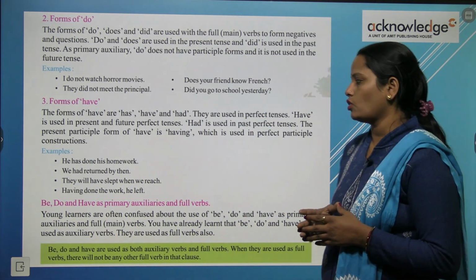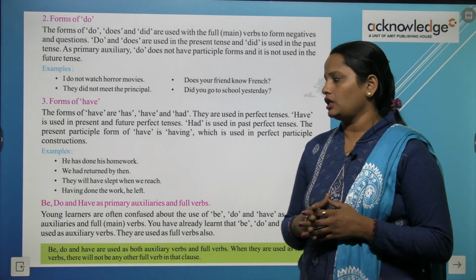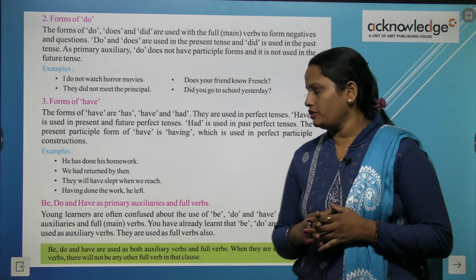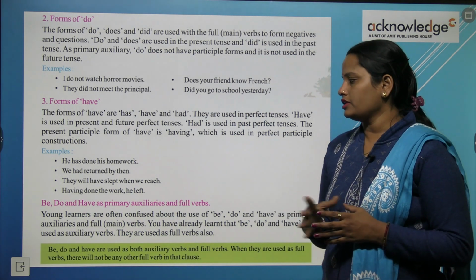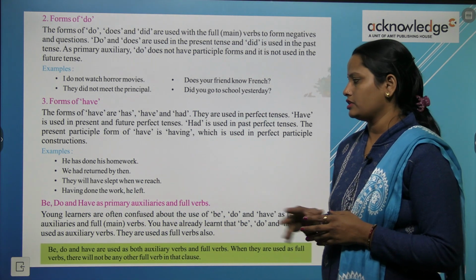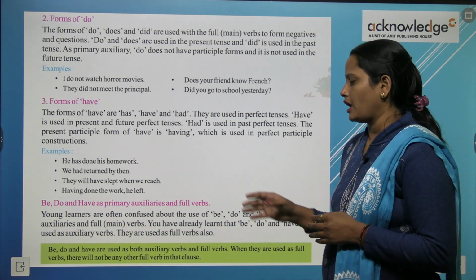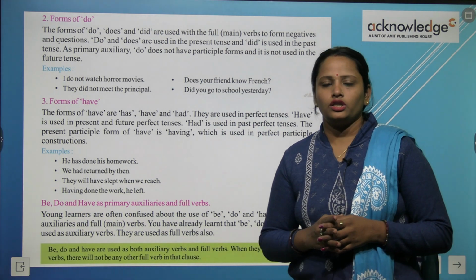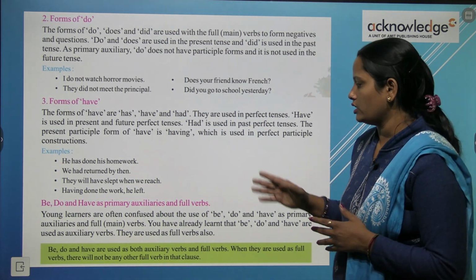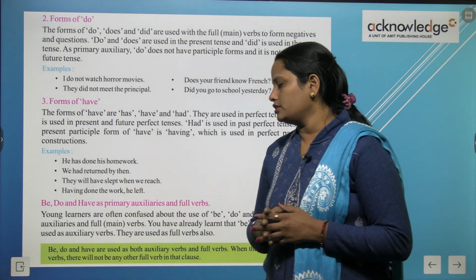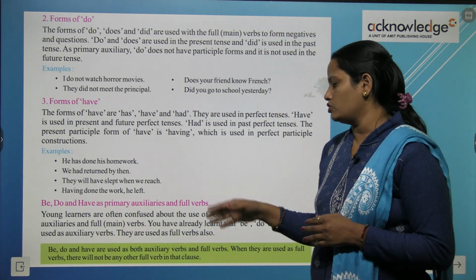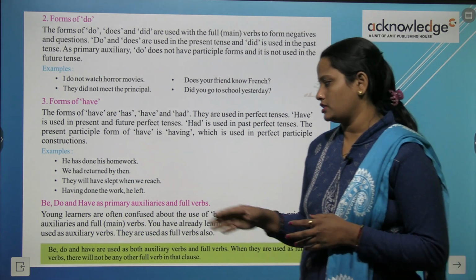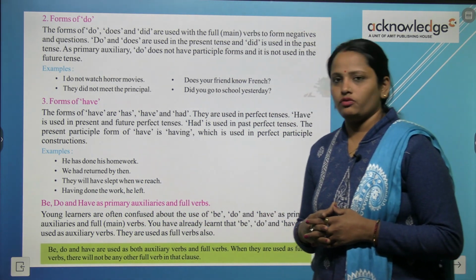He has done his homework. We had returned them by then. They have been asleep when we reached. Having done the work he left. Be, do and have are primary auxiliaries and full verbs. तो ये तीनों primary auxiliaries हैं और ये full verbs हैं. Young learners are often confused about the use of be, do and have as primary auxiliaries and full main verbs.